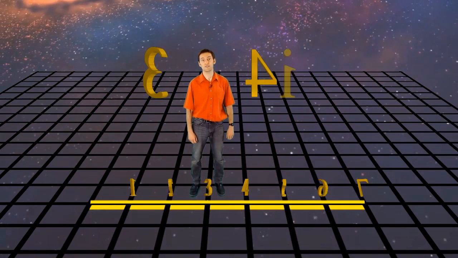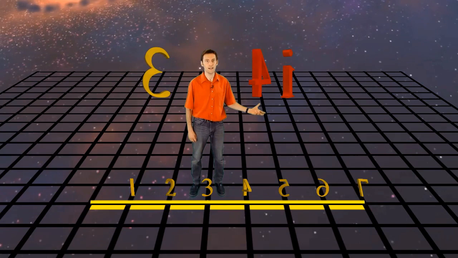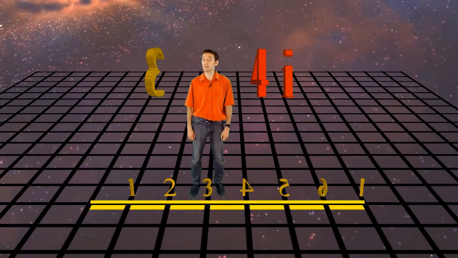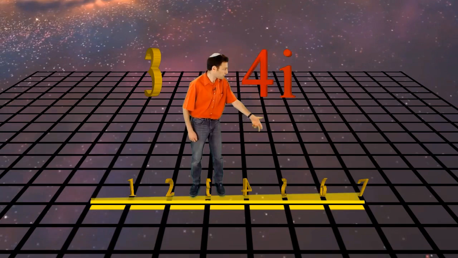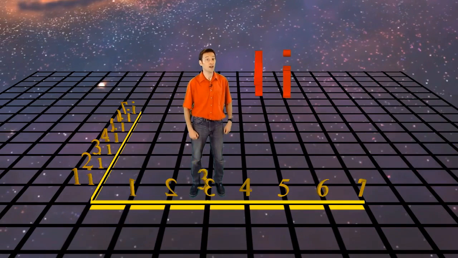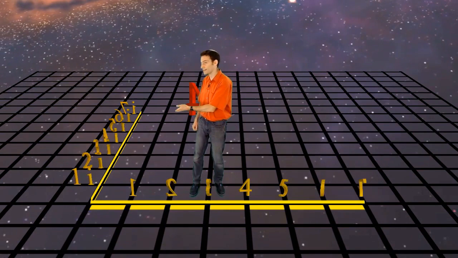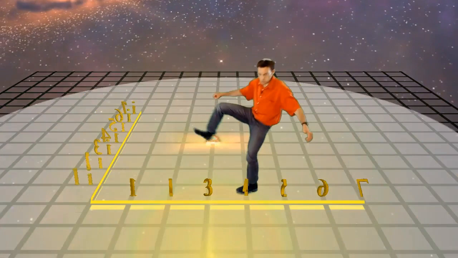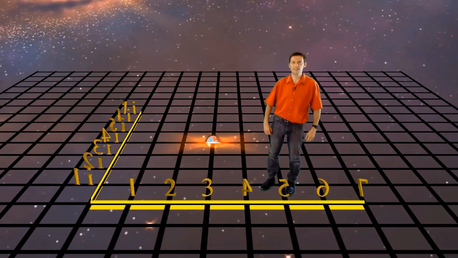It forces the imaginary part of our complex number into its own independent dimension. It changes our simple one-dimensional world into a more complex world with two dimensions, rather like a two-dimensional graph. The 3 is in the real dimension, which we plot along the x-axis, and the 4i is in the imaginary dimension, which we plot along the y-axis. So a complex number can be represented as a coordinate described by the distances along two perpendicular axes.